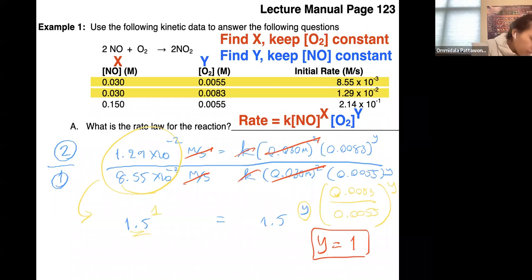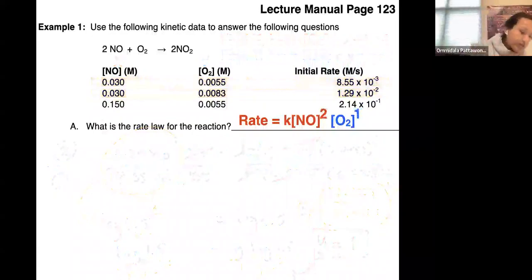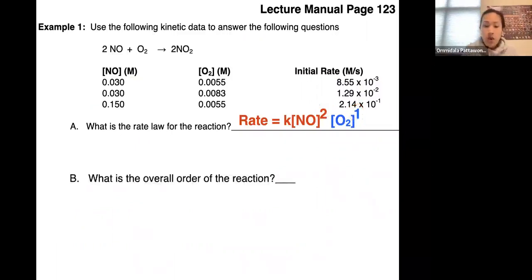And again, if you don't understand this, you just need to take log again on both sides, so that you bring y down. It's going to be log of 1.5 equal to y log of 1.5, and then you divide by log of 1.5 on both sides. You get y equal to 1. So now we know that this reaction is second order with respect to nitrogen monoxide and first order with respect to oxygen. The overall order would be 3, or third order overall.